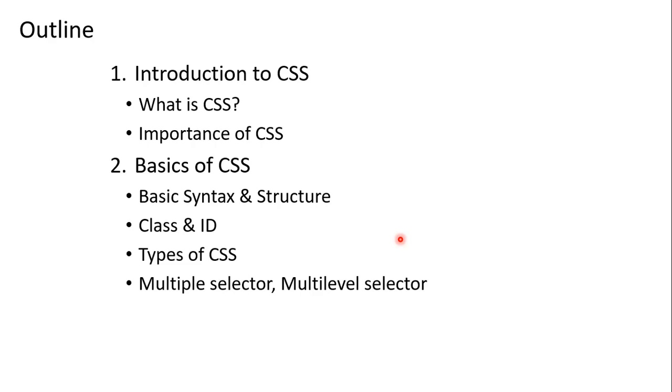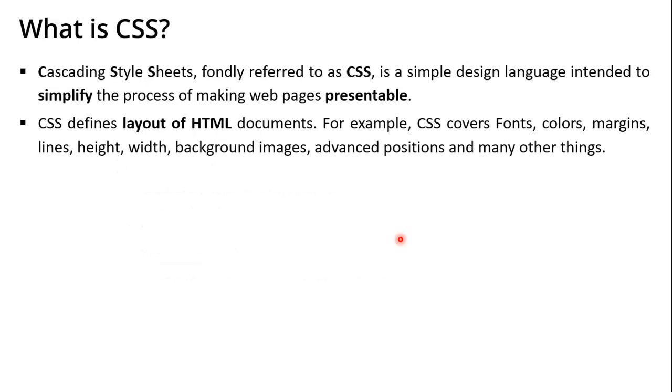So first of all, what is CSS? CSS stands for cascading style sheet. It is a simple design language intended to simplify the process of making web pages presentable. We are using HTML for designing the web pages. CSS, known as cascading style sheet, is a very simple designing language to make our web page presentable.